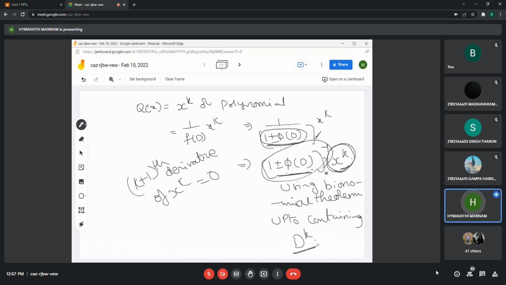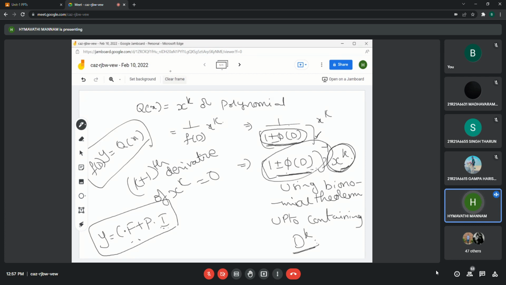After getting the particular solution, you have to write the general solution finally: complementary function plus particular integral. So both you have to write. A complementary function plus particular integral is the solution of f of D into y is equal to Q of x.